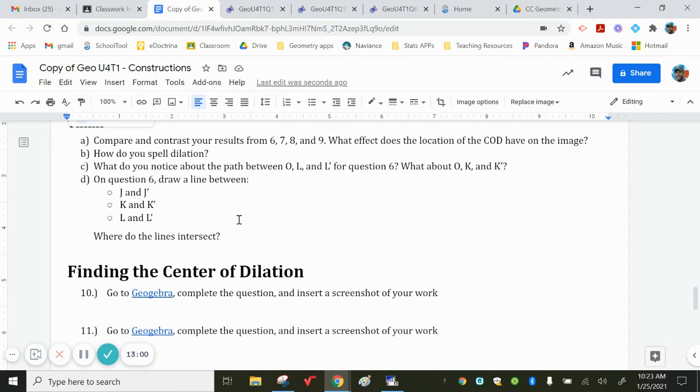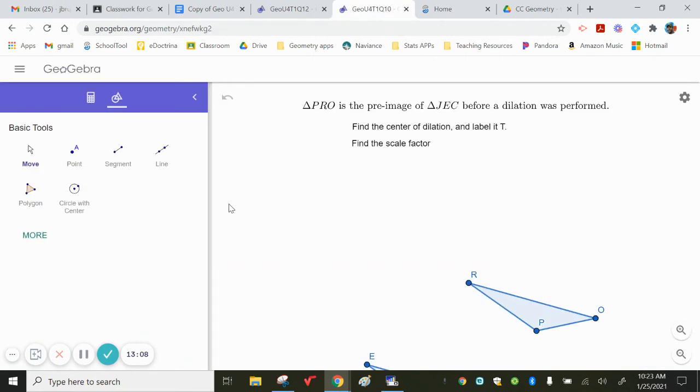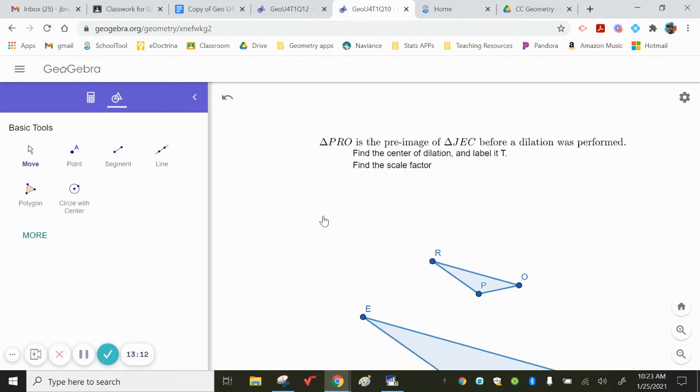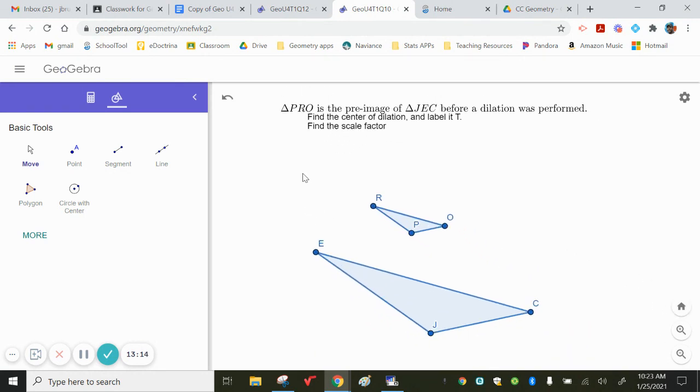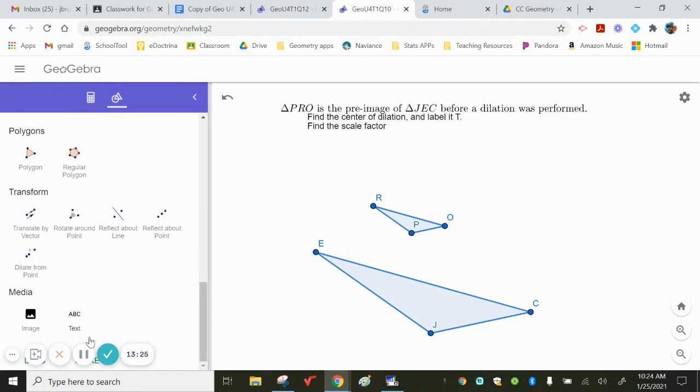So let's do the next section. When you're done with that, let's move on to here, finding the center of dilation. Click on that link, and then I'll meet you in GeoGebra. Okay, so first of all, let me just rescale this a little bit, zoom out so I can see what I'm looking at. Okay, now we're working backwards. You're told that the triangle PRO is the pre-image of triangle JEC. So let me start by grabbing my tool.